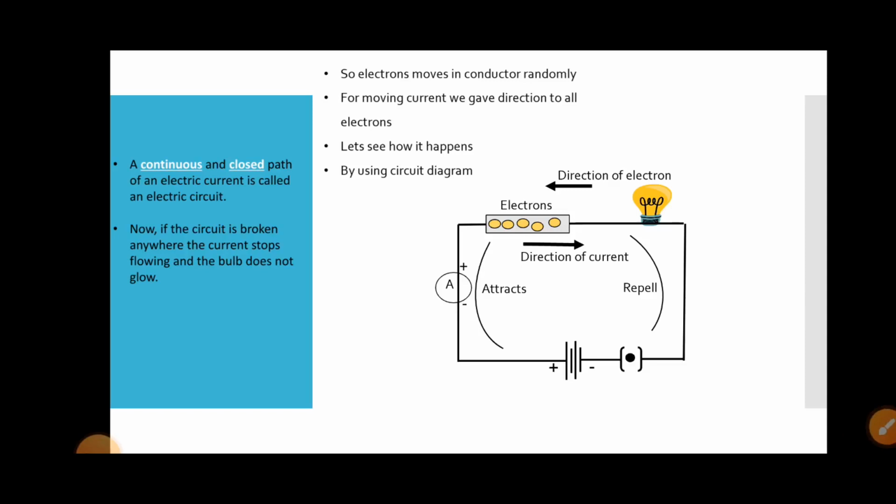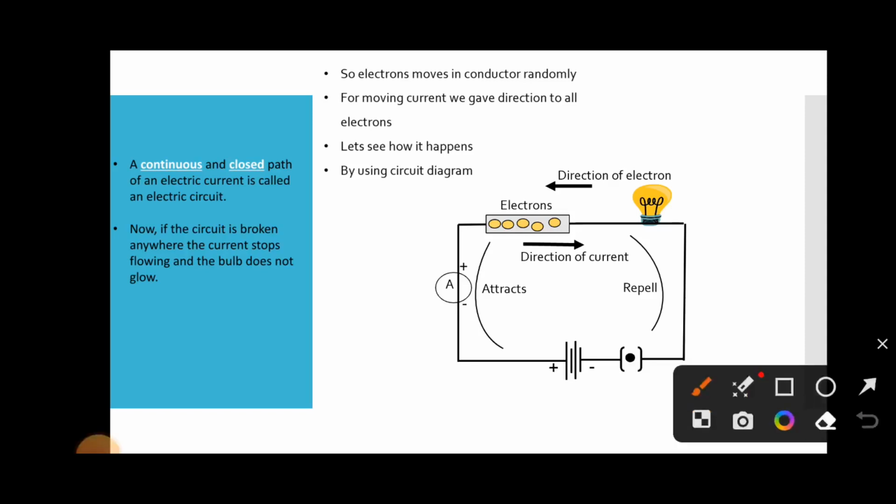Now if the circuit is broken, suppose from here the circuit is broken, from anywhere, the current stops, the current can't flow, and the bulb does not glow.